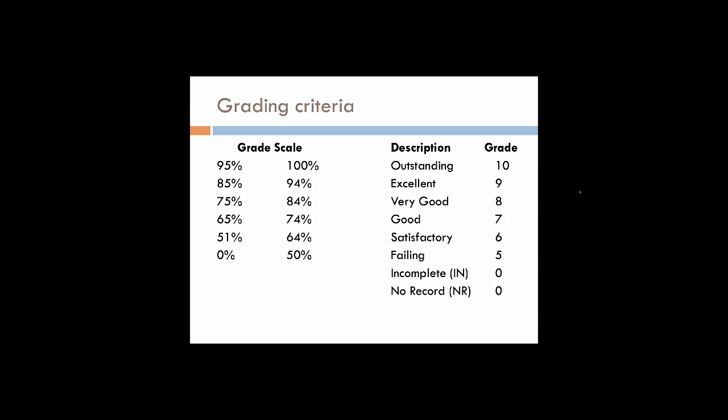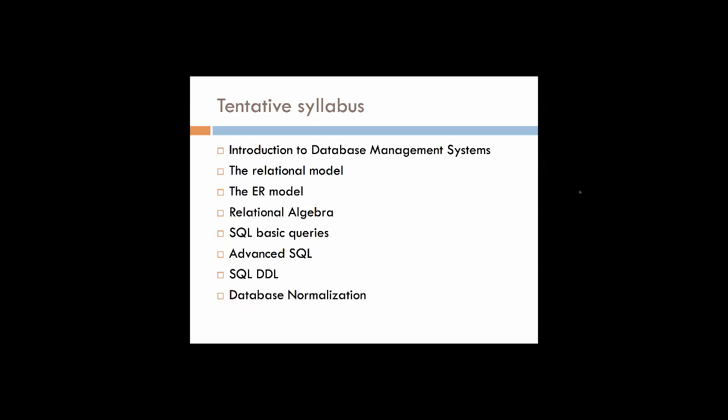The grading scale is the official grading scale. You'll need at least 51% to pass this course, and this grading criteria is more or less used from every course taught in our university, so we should not spend much time discussing it here. Okay, so tentative syllabus for this course.